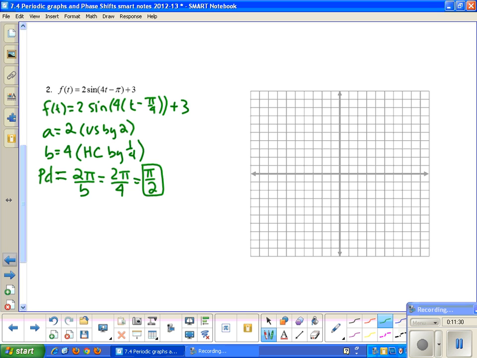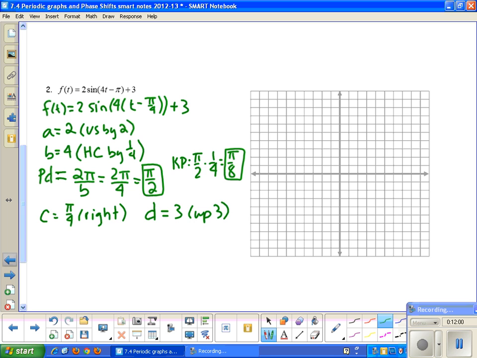And then from there, of course, I can get my key points. So for my key points, I have pi over 2, and I divide it into 4 equal parts, or multiply it by 1/4. So that gives me pi over 8. So that tells me what my key points are going by. My phase shift, or my c value in this case, is pi over 4. So I'm moving it to the right because it's minus. And then my d value in this case is equal to 3, which moves my graph up 3.